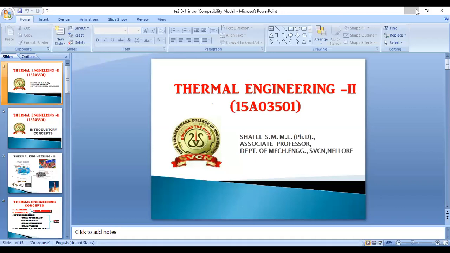I said this wet steam does not obey Boyle's law and Charles law because it has water particles in it, unlike a pure gas or the superheated vapor. I'll tell you what all these parameters are afterwards.